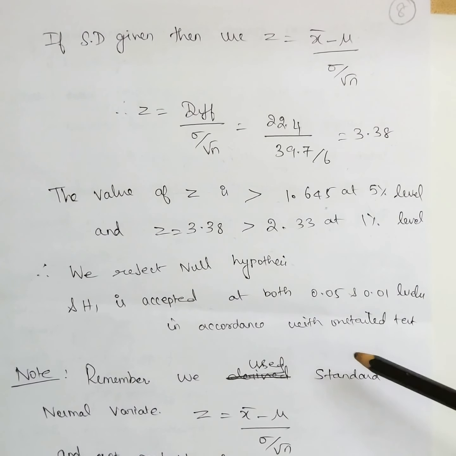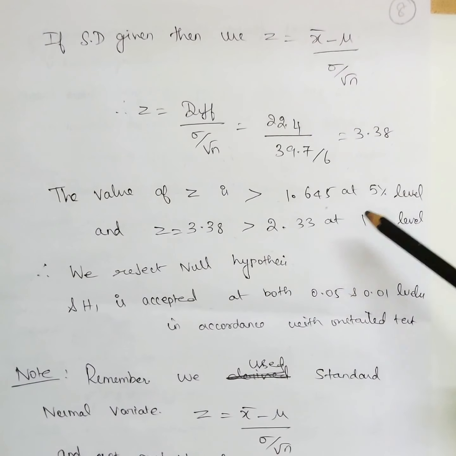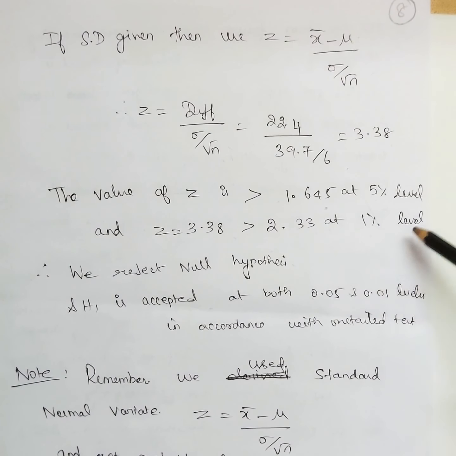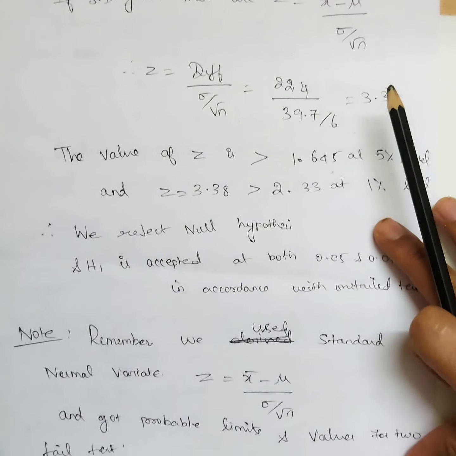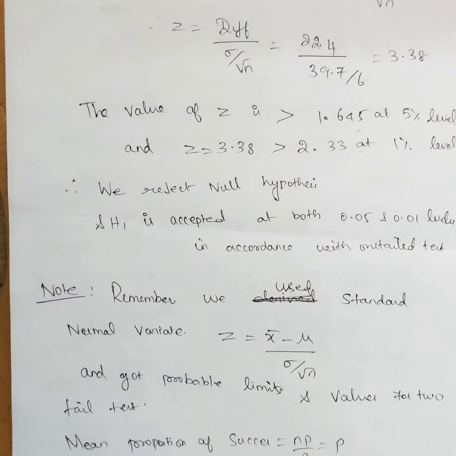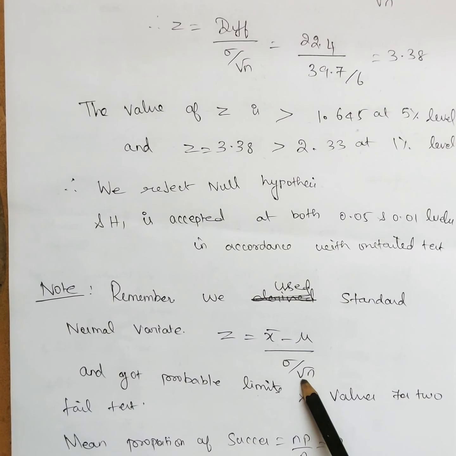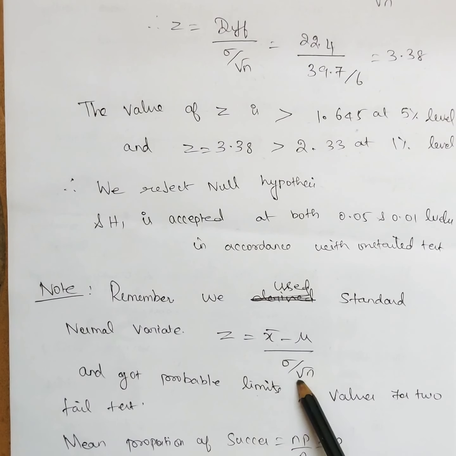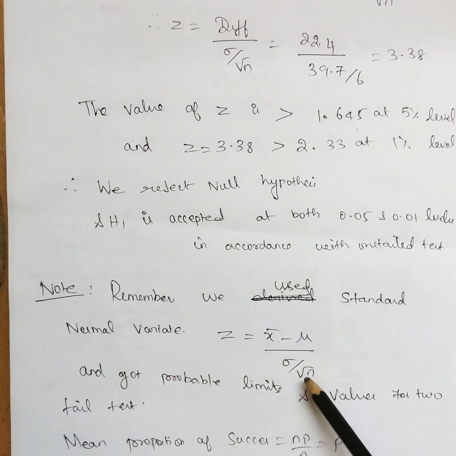So this is another problem. So now what is the difference? In the previous one, we wrote x minus mu by root of NPQ, that is sigma. But in this problem, we will write down this formula because, if you remember, in the first class I mentioned the standard normal variate. We use this formula only, z is equal to x bar minus mu by sigma by root n. From this only we have derived the probable limits and all those things. So whenever sigma is there, we will use this.